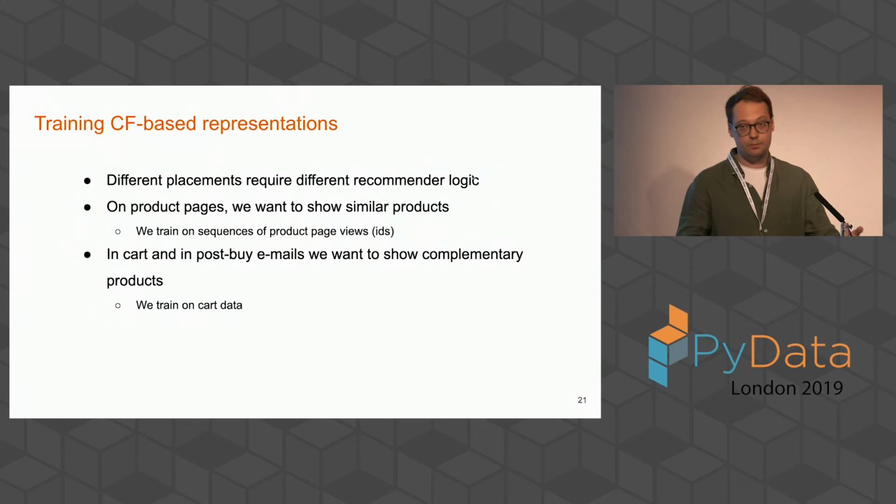As I previously mentioned, different placements require different recommender logic. On product pages, in general, we want to show similar products. In order to obtain this effect, we train on sequences of product page views, while in cart and some post-buy emails, we want to show complementary products. In order to achieve this, we train on transactional data. So the model stays the same. What changes is the input.